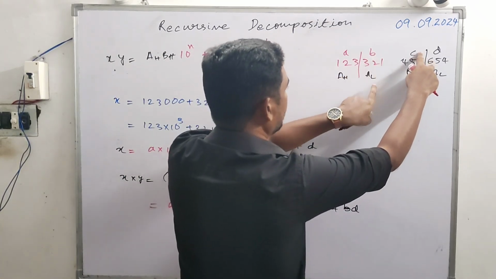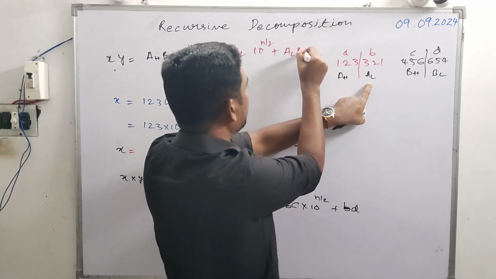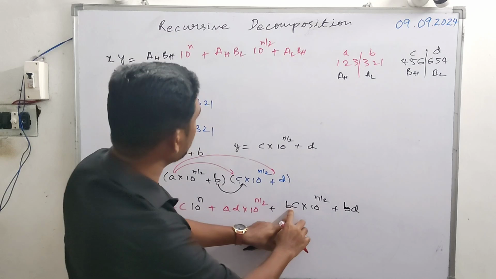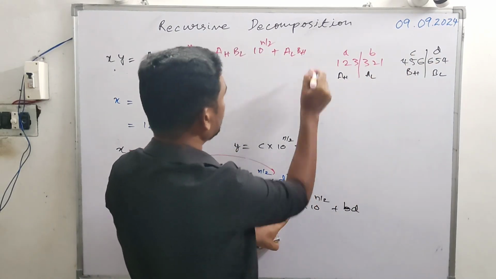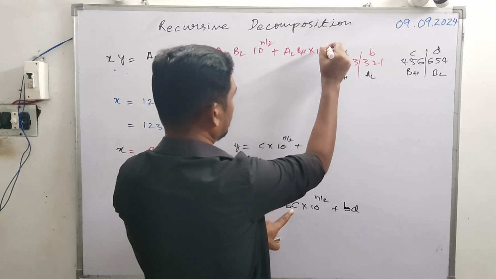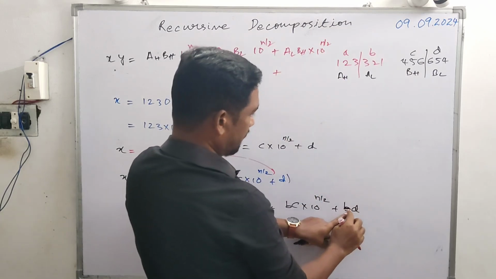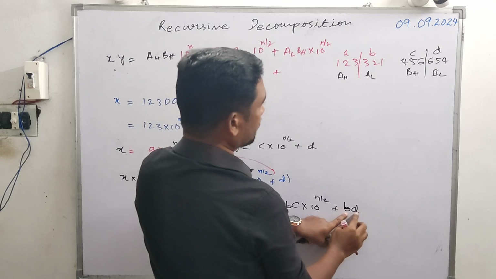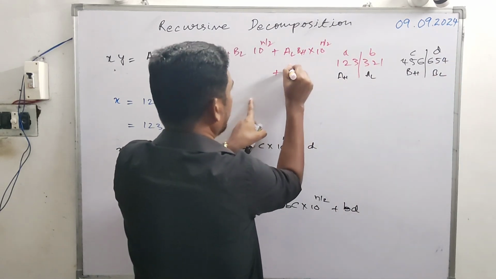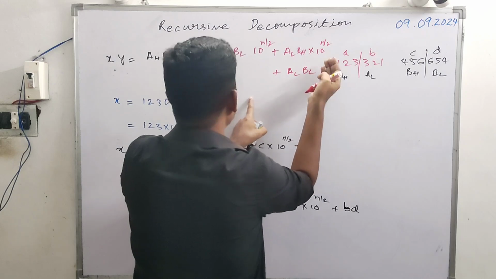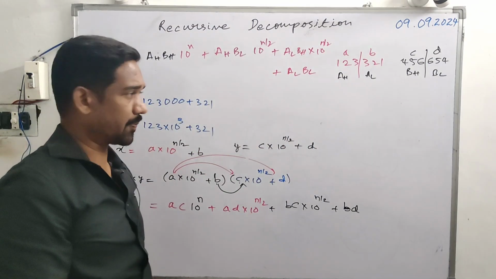B into C in the sense ALBH, and we have this B into C, ALBH into 10 raised to N by 2, and finally plus BD, B into D, ALBL. This is the notation which we come across in research papers.